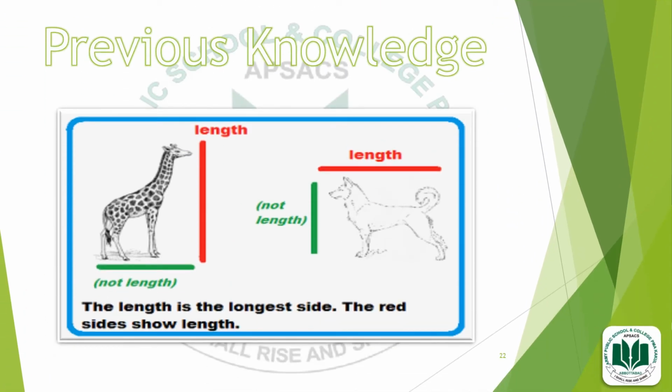Now, students, before proceeding with the topic, let's recall our previous knowledge. Do you know what is length and how we can measure it? Good. Length is the longest side of an object. Look at these pictures. The length is the longest side. The red sides show length. Length is the longest side of the giraffe. The red lines are showing the length of these animals.